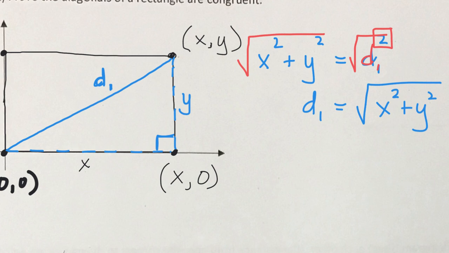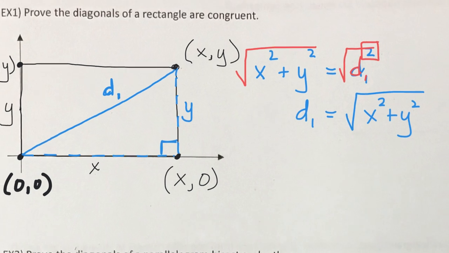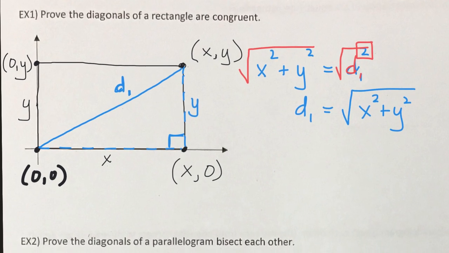I know it's not very satisfying. You can't go to the store and buy something with that amount of money. It's an equation, but it is in fact correct. Now the second thing we want to do is try the other diagonal. So here is your other diagonal, and we're going to call this one D sub 2. This is the second diagonal of our rectangle, so it's D sub 2.